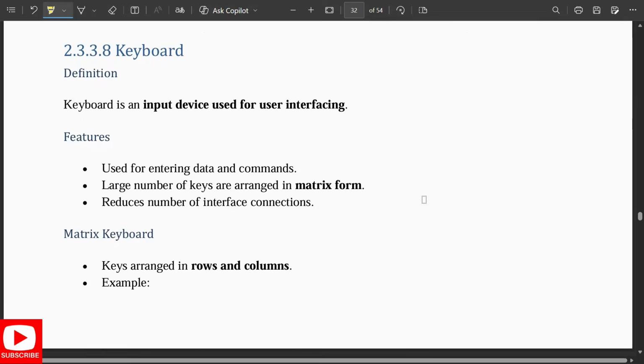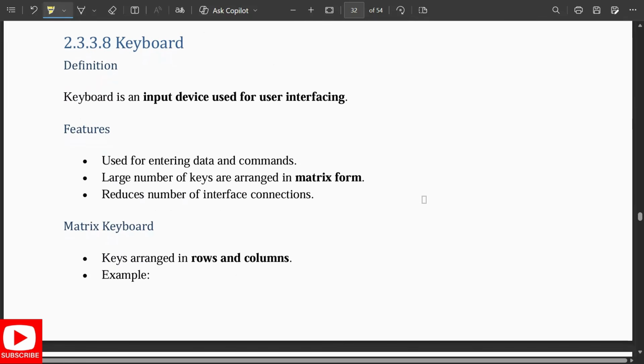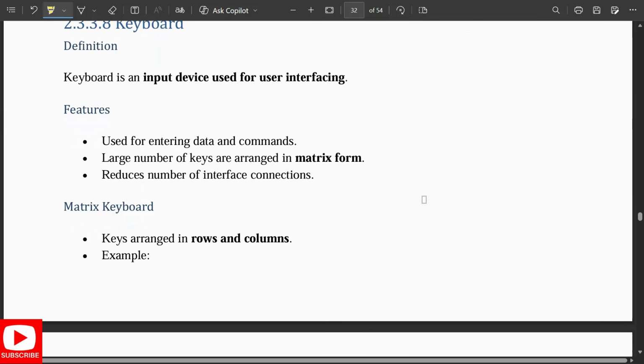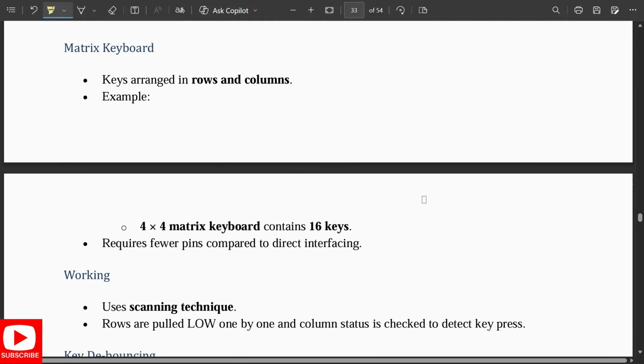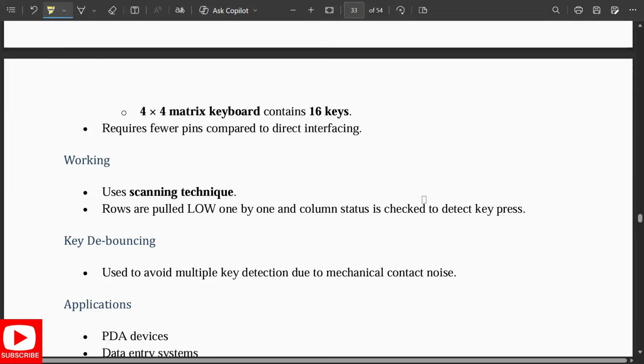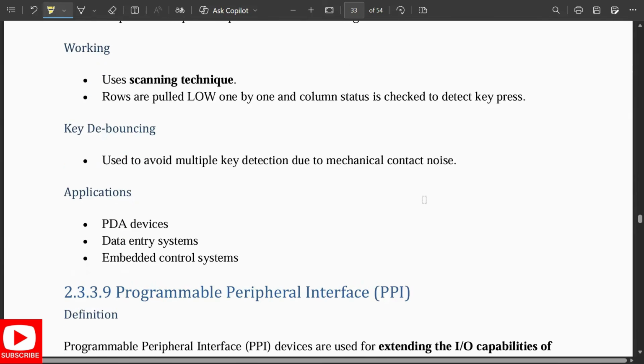Then comes the keyboard. It is an input device used for interfacing, for entering the data and the commands. We are having a large number of keys. They are arranged in a matrix form and it reduces the number of interface connections. So the matrix keyboard is arranged in rows and columns, that is a 4x4 matrix, and its working and all.